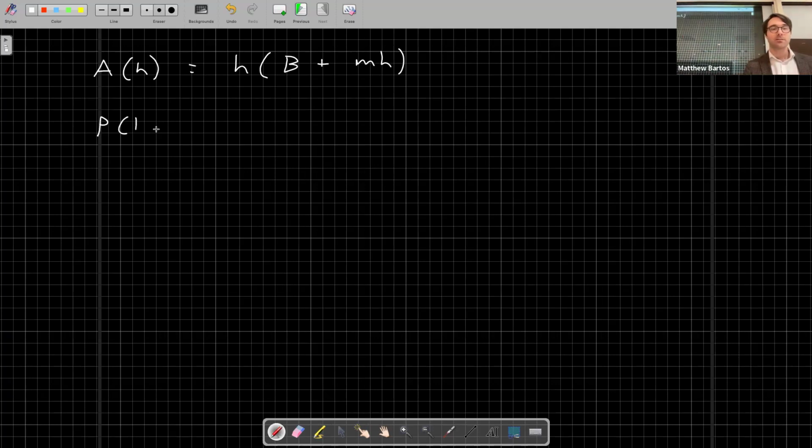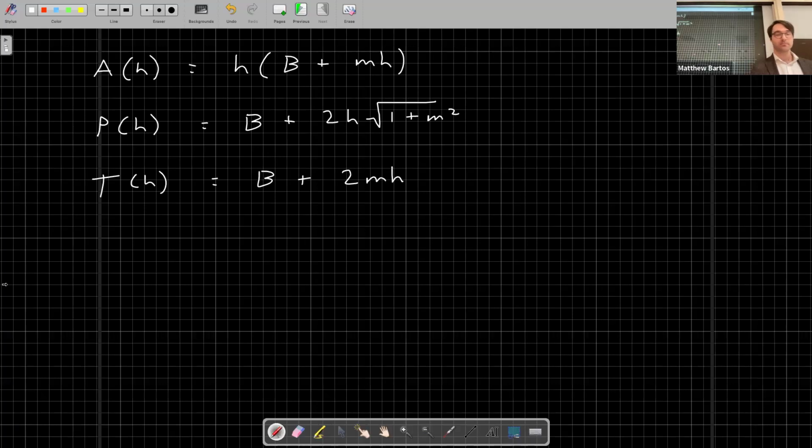The wetted perimeter for a trapezoidal channel is going to be B plus 2 times H times the square root of 1 plus M as in mountain squared. The top width for a trapezoidal channel is going to be B plus 2 times M as in mountain times H. And the hydraulic radius is just going to be A divided by P, so I'll write this as AH divided by PH.